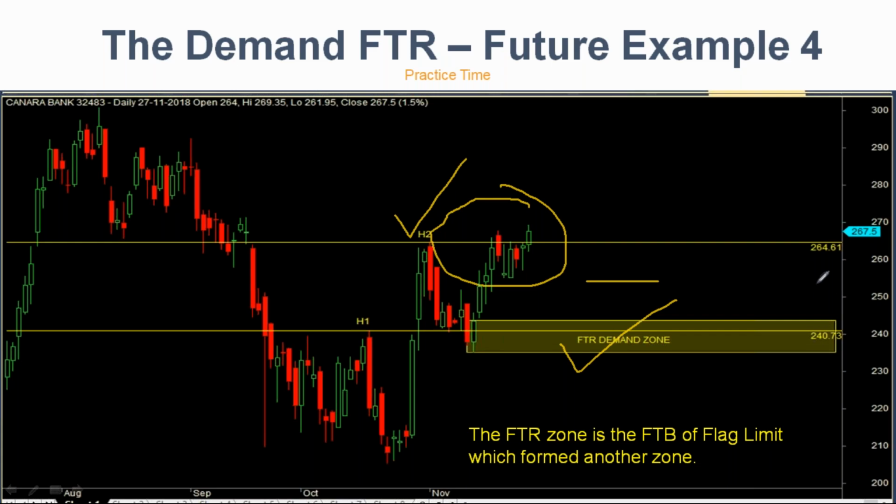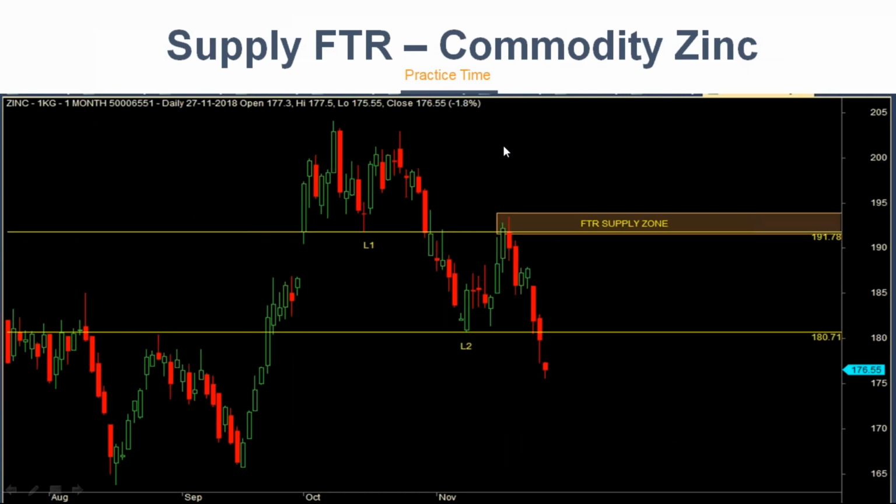So I marked a lot of examples. Let's see one by one. No worries. These are all future trades, friends. Yesterday Girish sir was asking for more commodity examples, so I picked some good commodity examples also for your reference. This is a supply FTR.